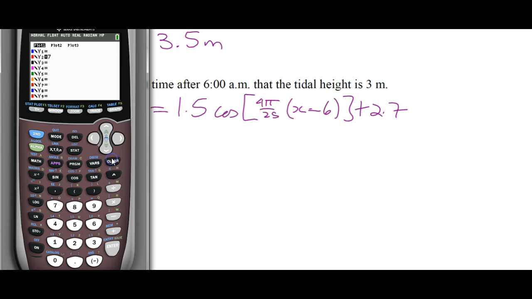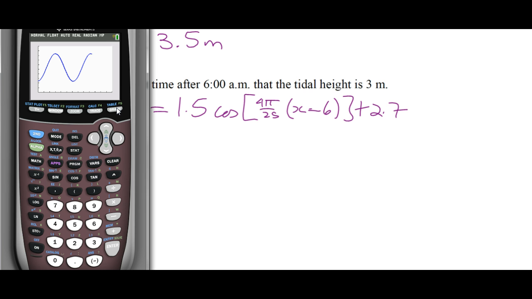Okay, y equals, clear this out. I'm just going to throw in the 2.7 because I just like to graph the midline, just for the heck of it. Because if it doesn't look right when I graph the midline, then I know that I either got that wrong or I don't have the midline. Or so 1.5 cos. I'm going to throw the 4 pi over 25 in brackets just because I like to. And then we've got x minus 6, and then we close that off and add 2.7. Okay, so I should just be able to graph that. I'm going to take the midline out in a second because we're going to throw in that 3-meter line. But this is just to look at.